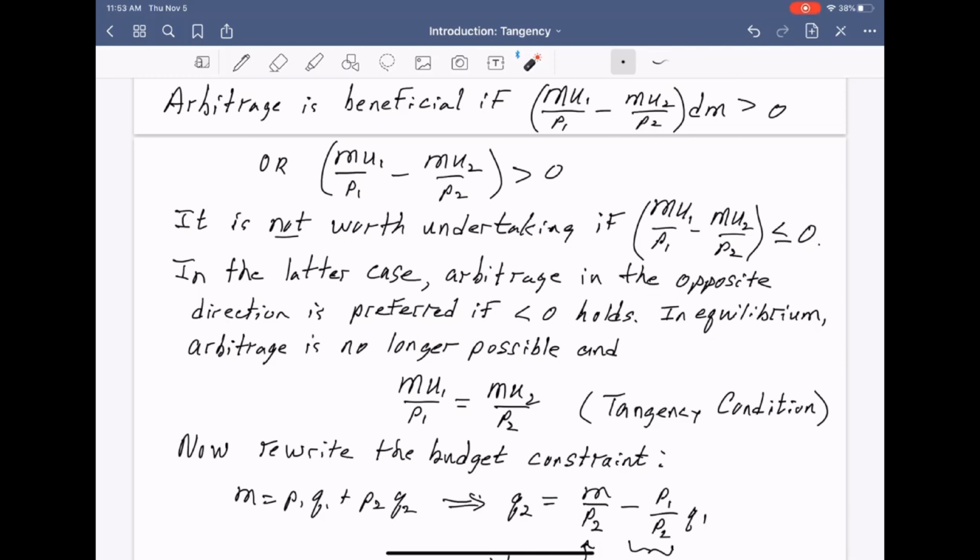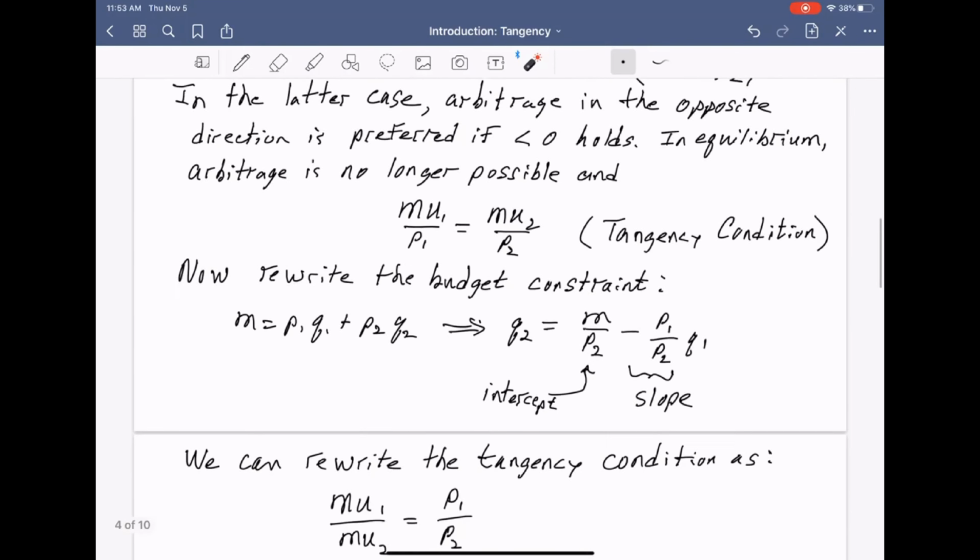All right. So in equilibrium then, arbitrage is no longer possible when the marginal utility of 1 divided by the price of 1 is equal to the marginal utility of 2 divided by the price of 2. And we call this the tangency condition, as you'll note in your textbook.